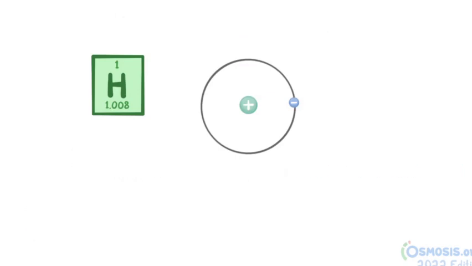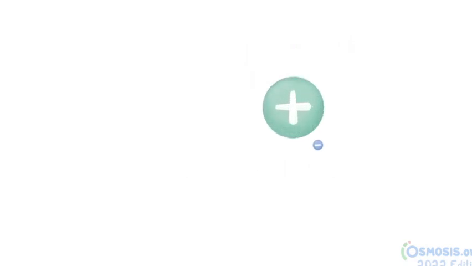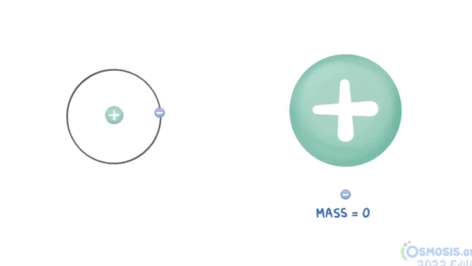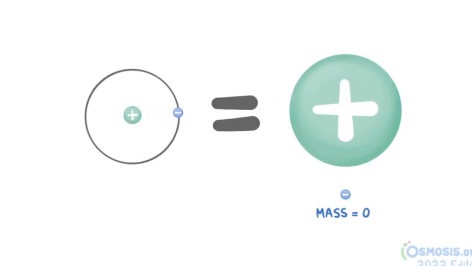A hydrogen atom consists of a proton and an electron. Electrons have a mass that is negligibly small compared to a proton. As a result, we generally round the mass of an electron down to 0 and just estimate that the mass of a hydrogen atom is equal to the mass of one proton inside the atom's nucleus. So one proton has a mass of about 1 AMU.